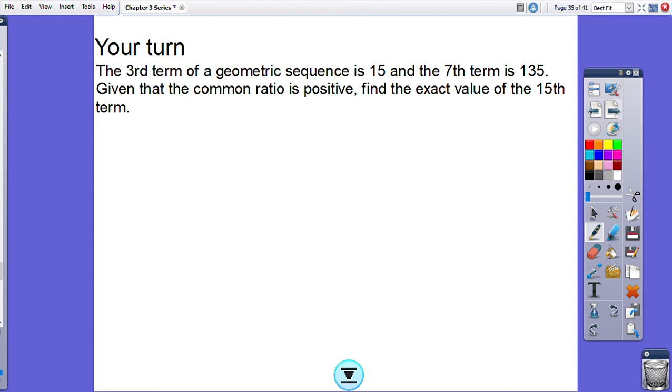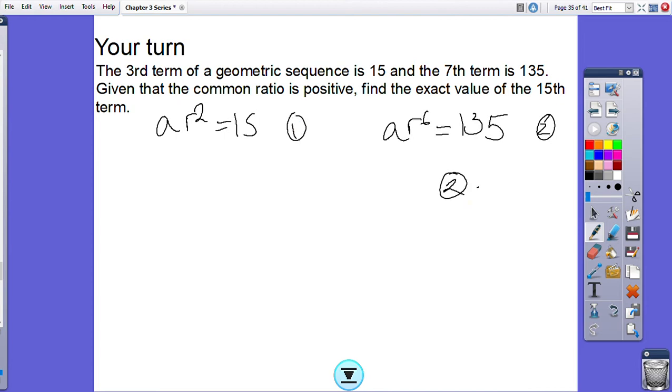So this time we've got the third term of the geometric sequence being 15, so we have ar squared equal to 15, and we've got the 7th, so we've got ar to the 6 equals 135. Dividing 2 by 1, then you have r to the 4 equals 9. The 4th root of 9 is going to be root 3. And again, the common ratio is positive, and so we'll just stick with the positive square root.